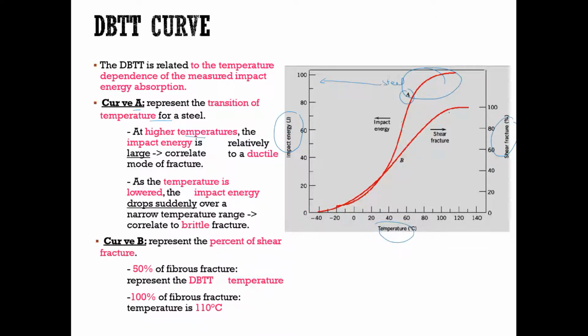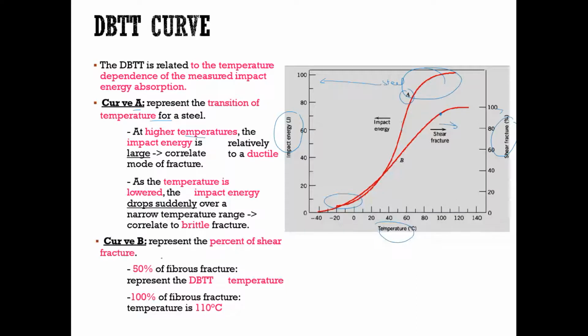But as the temperature is lower, the impact energy drops suddenly over a narrow temperature range, and it will correlate to brittle fracture. It's almost similar to what I previously mentioned. For curve B, it's referring to the percent of shear fracture. So you see here, this is shear fracture, referring to this value. You can see the percent at, for example, 100 degrees Celsius, of shear fracture that exists on that particular material.